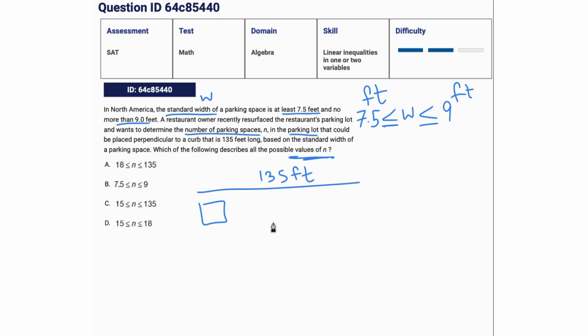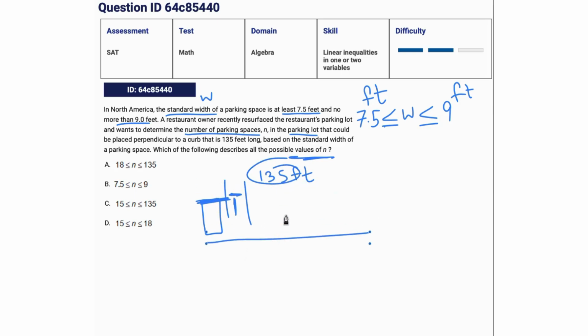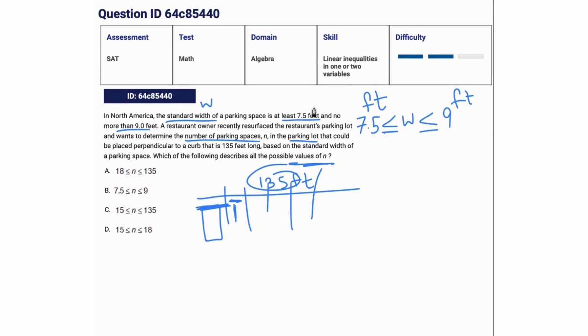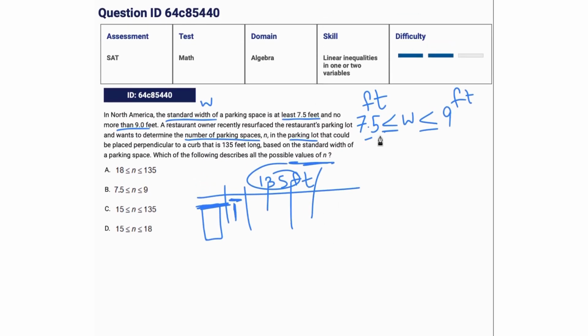Let me just show you here. Let's imagine this as a car. This is the width, and it is being placed perpendicular to this. So we're basically dividing 135 into parking spaces: parking space, parking space, parking space, parking space, parking space, correct? And we also know the minimum and maximum width of each parking space.